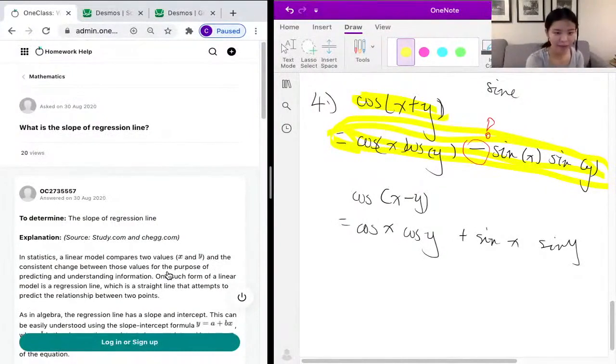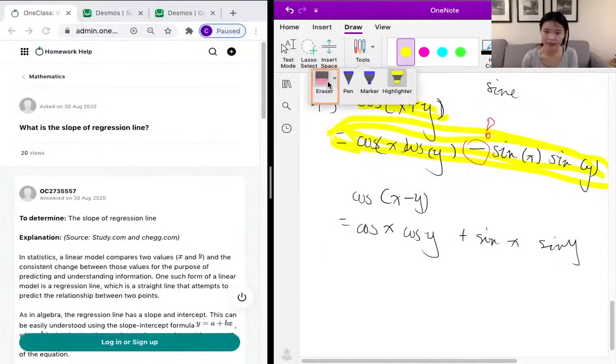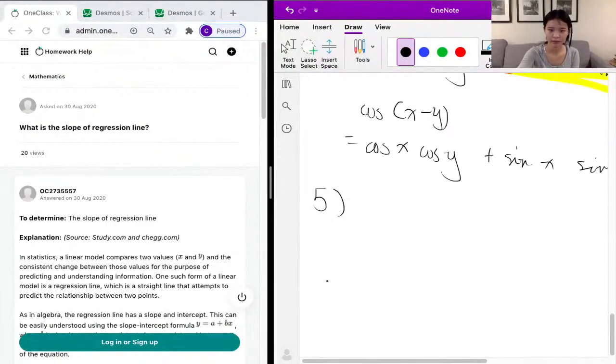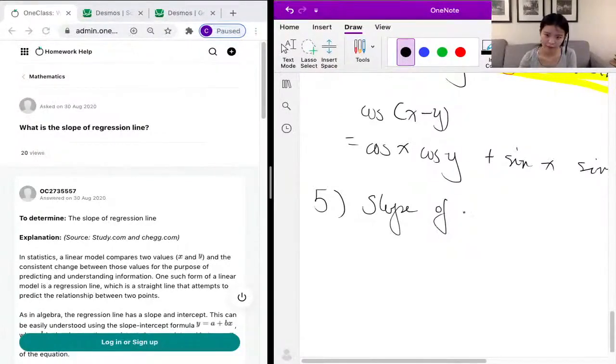Okay, our problem number 5. What problem number 5 does is that it asks us what is the slope of a regression line. So I'm assuming they're talking about the regression line in the context of statistics. That would be the most logical answer. So the slope of a regression line.